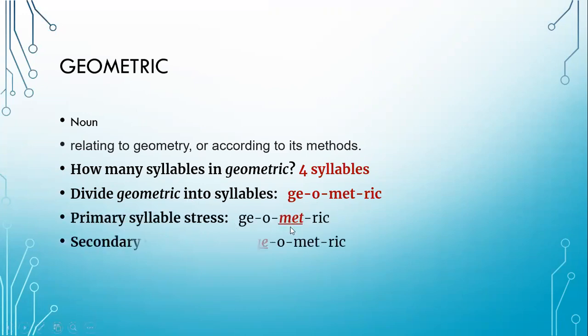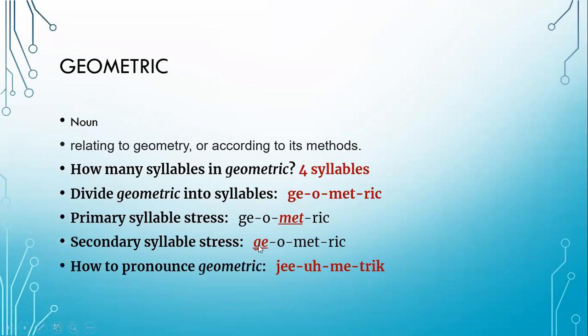The stressed syllable is met, and the second stressed syllable is G. And how do we pronounce it? Geometric. Geometric. Very good. Great. Thank you very much for that, Muhammad.